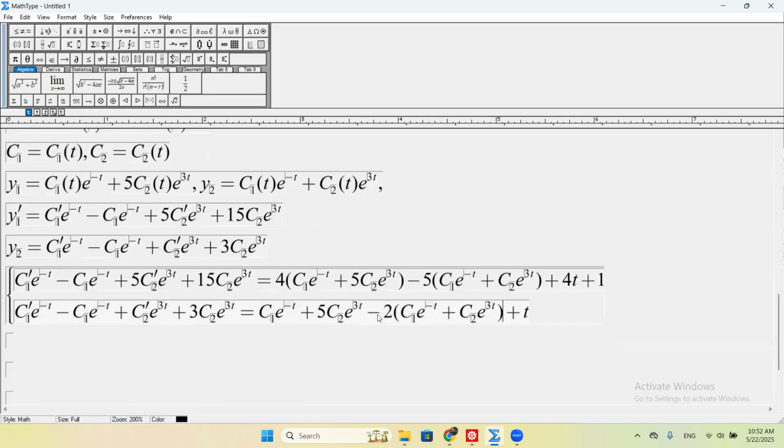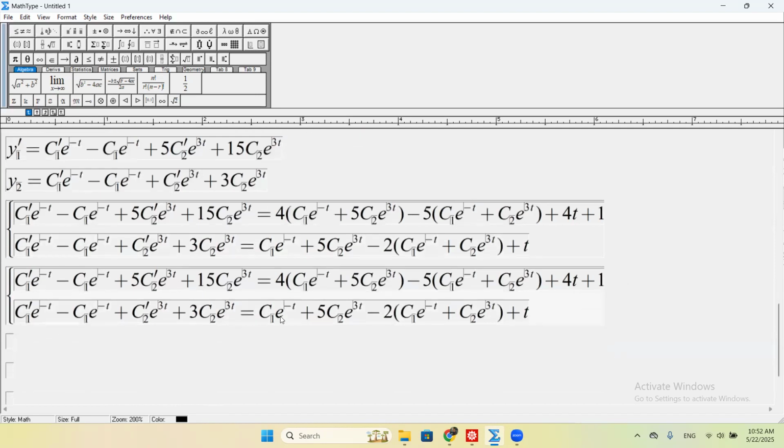So this is the system from which we will find C1 prime and C2 prime. First of all, let us check that C1 and C2 will eliminate, so they must be eliminated. So expanding brackets, so 5 here, 20 minus 5 minus 5 minus 2 minus 2.